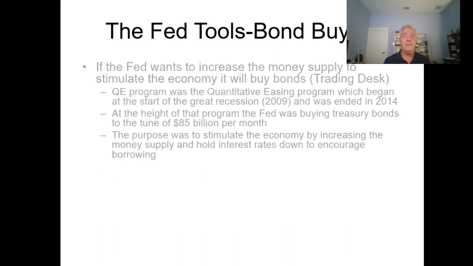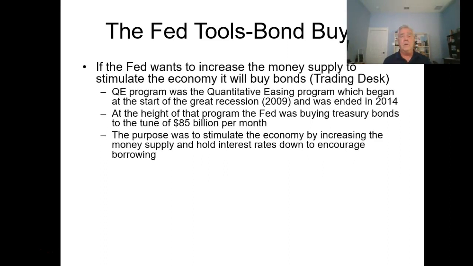Okay, we talked about this. They can buy bonds. If they want to increase the money supply and stimulate the economy, they buy bonds. Why? Because that puts money out into the economy. During the Great Recession, they had a program called QE, or quantitative easing. And what that was is they were buying as much as $85 billion per month in federal treasury bonds. The idea behind it was to keep interest rates low, particularly mortgage interest rates, so that people would be encouraged to get back into the housing market and buy a home.